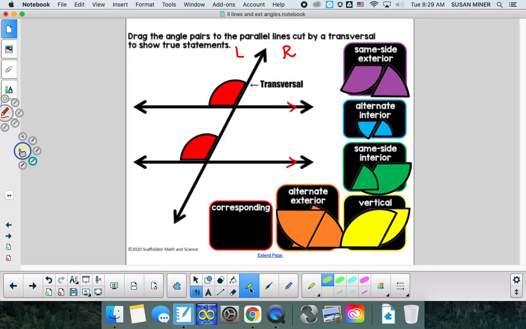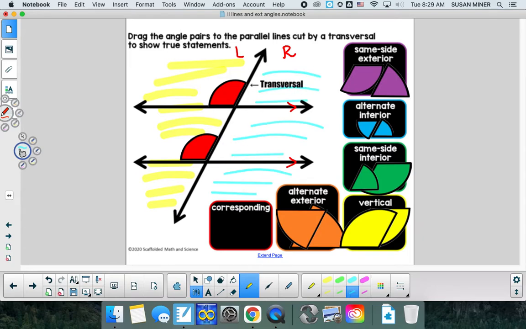So all of this space over here, let me highlight for a minute. All of this space over here on this side is going to be the left-hand side of the transversal, and all of this space over here on this side is going to be the right-hand side of the transversal. I want you to see those two sides, because in a minute I'm going to talk about why we have the names labeled the way that we do for these angle relationships.